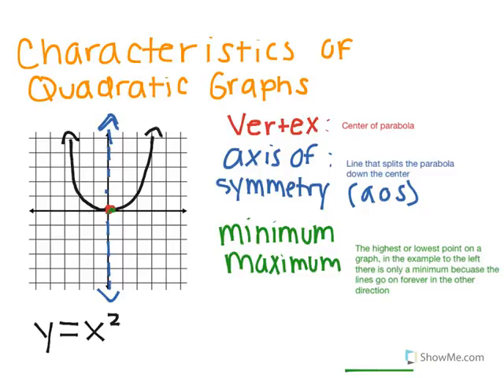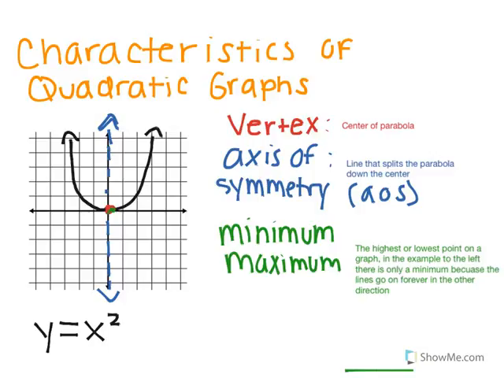Okay, here are quick characteristics of a quadratic graph. The vertex is what we call the center. It's the center part of the dip here of the parabola. The axis of symmetry is a line drawn through the vertex so that if I were to flip each side over that line, it would look exactly the same, because parabolas are symmetrical.